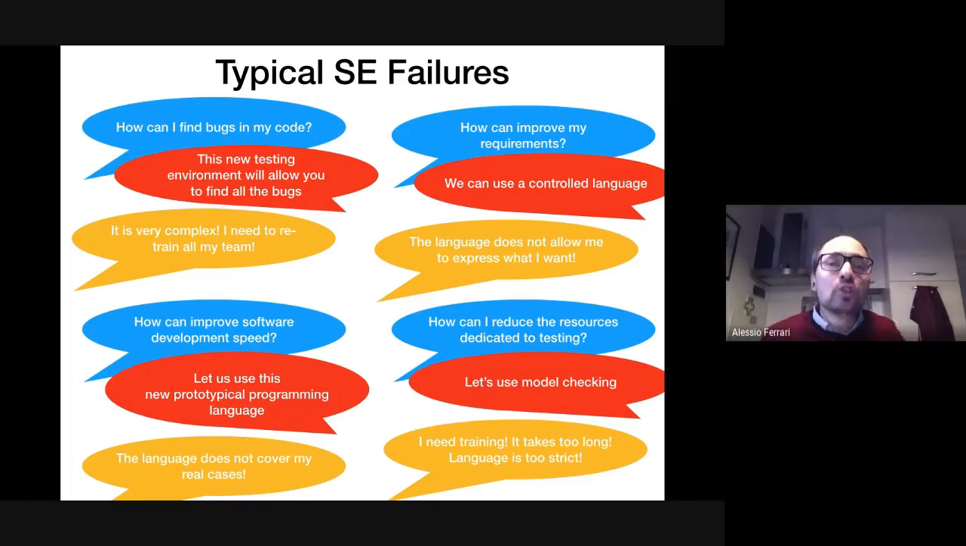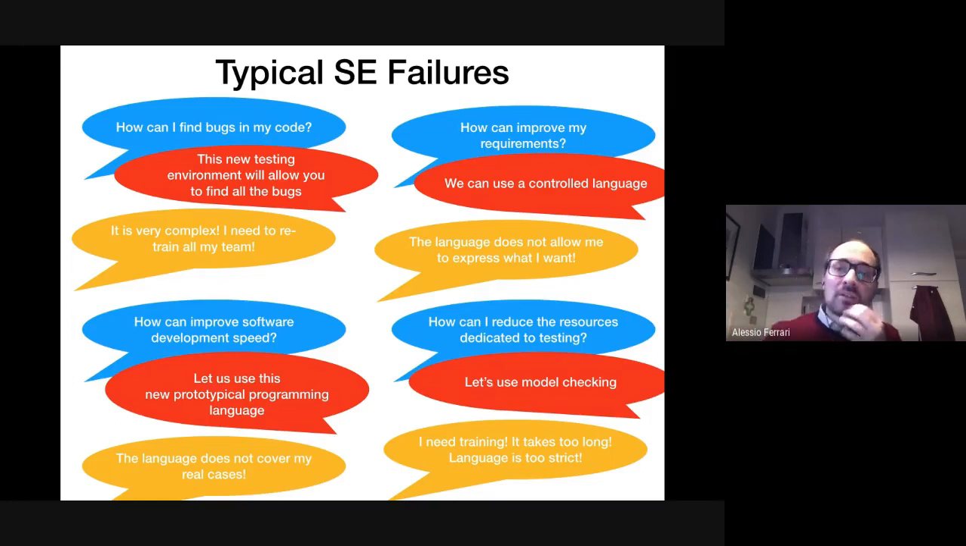Like, for example, if I introduce a new testing environment, I need to consider that it can be quite complex to introduce a new tool in the team. So I have to train, and I have to dedicate a lot of time instead of searching for bugs to train the team in using this tool, because it's very complicated, and I don't have time to compare different tools and select the best one. So I need to consider always the time and cost aspect of the software process.